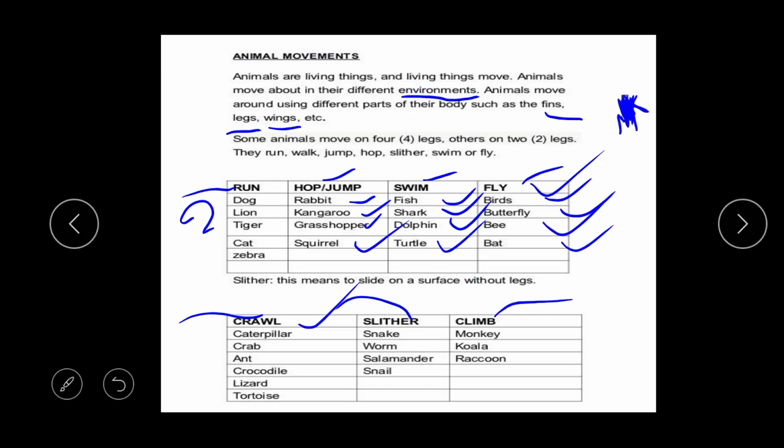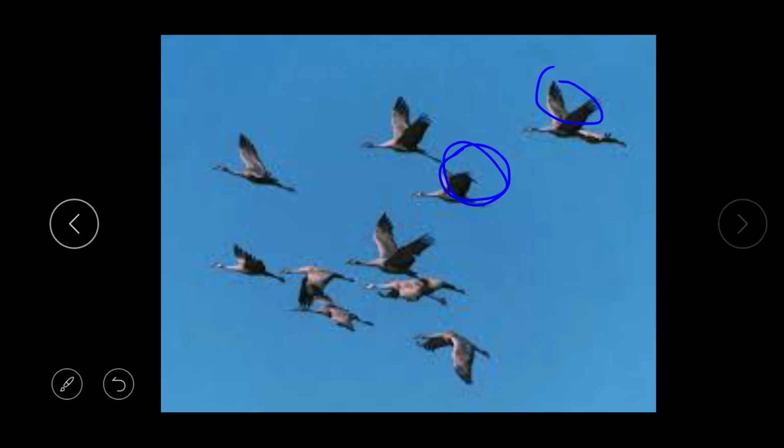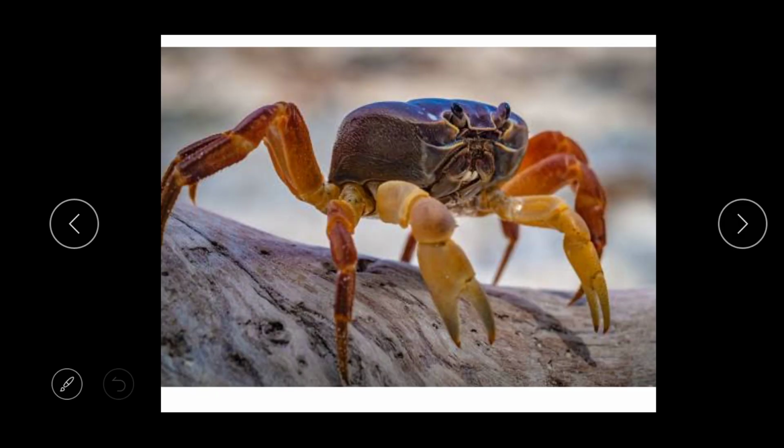Let's look at the next movement. We have crawl. Animals that crawl: caterpillar, crab, ant, crocodile, lizard, tortoise. Look at this crab. When you crawl, you move forward on the hands and knees, or you drag your body close to the ground. This is crawling.